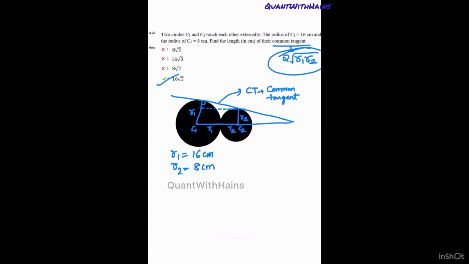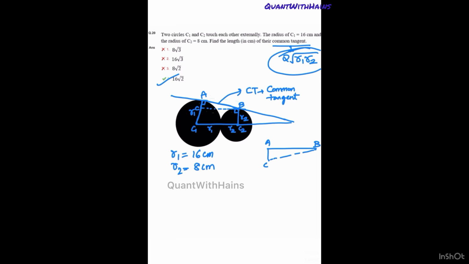Here R1 is the radius; we'll drop a perpendicular radius. Now this is the common tangent, you can see this, I'll write it as AB. Now we'll draw a perpendicular from the center C2 to the common tangent. Now if you observe this point, let us assume it is C. Now if you observe this triangle ABC, this is C, this is A, B.